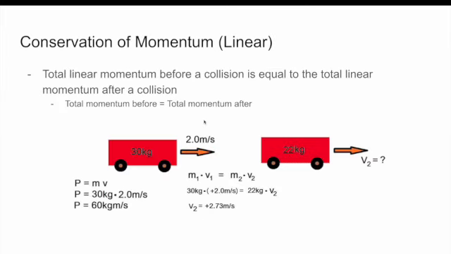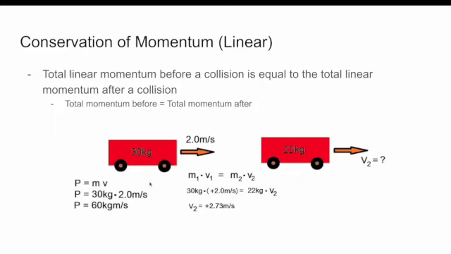So let's take a little bit of a deeper look at the conservation of momentum. It's a little bit of an abstract concept, so I think it deserves something a little bit more detailed. So the total linear momentum before a collision is equal to the total linear momentum after the collision. That's the formal definition of the principle. So that just basically means the total momentum before equals the total momentum after.